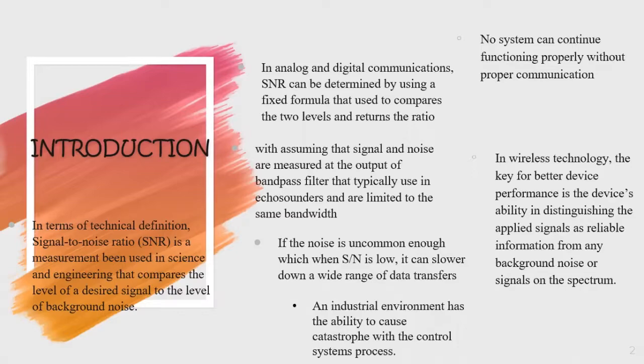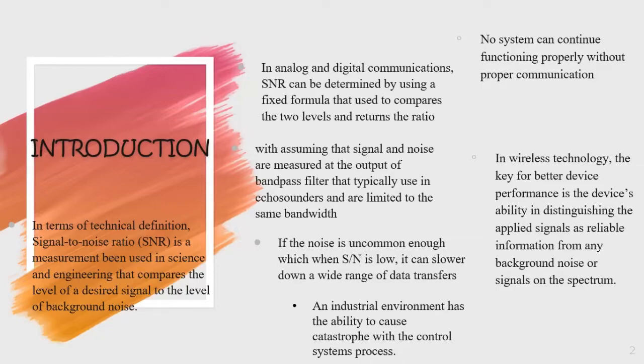So first, for the introduction, in terms of technical definition, signal to noise ratio (SNR) is a measurement used in science and engineering that compares the level of a desired signal to the level of background noise. Next, in analog and digital communications, SNR can be determined by using a fixed formula that is used to compare the two levels and returns the ratio.